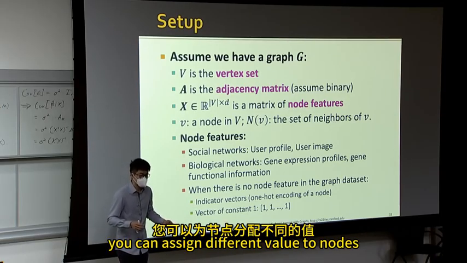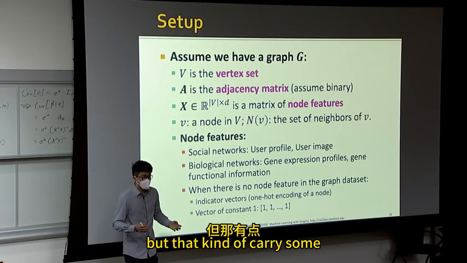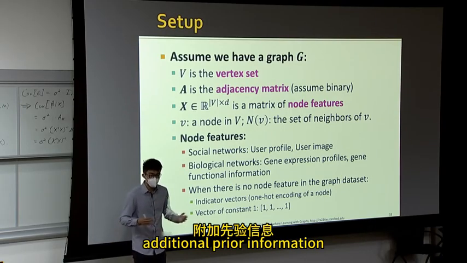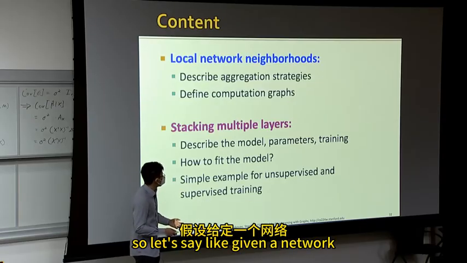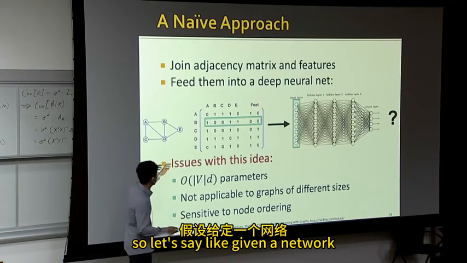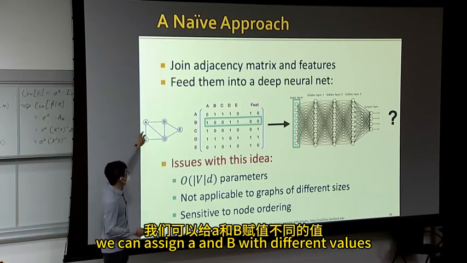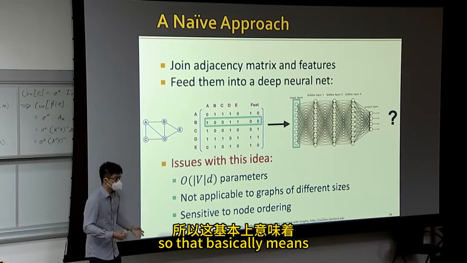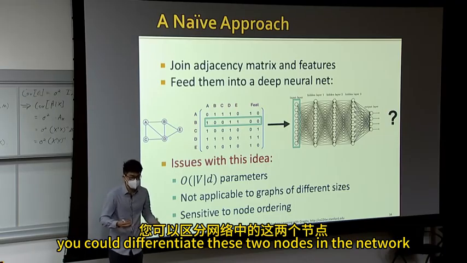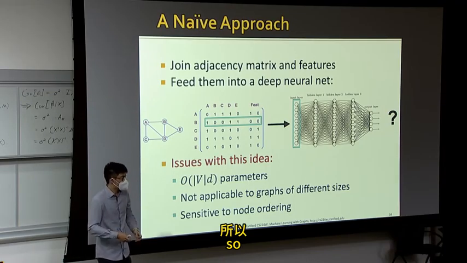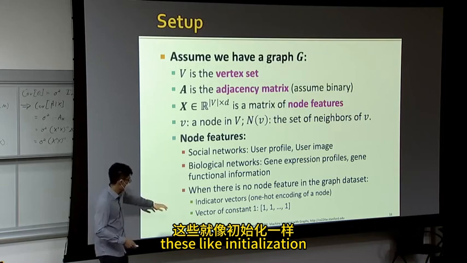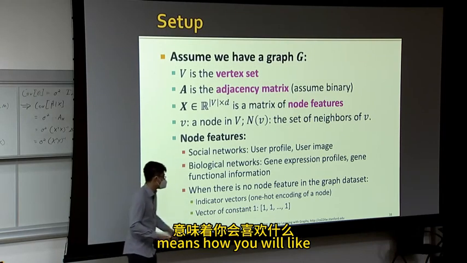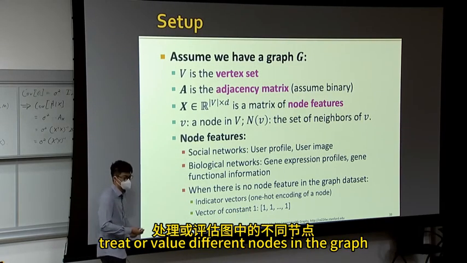So you can imagine you assign different values to nodes, but that would carry some additional prior information. So let's say, given a network, we can assign A and B different values. That basically means you could differentiate these two nodes in the network. So this initialization means how you will treat or value different nodes in the graph.